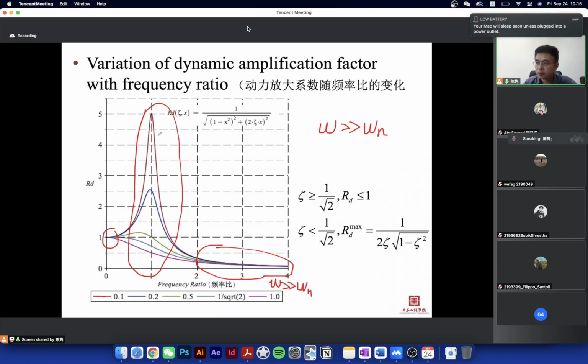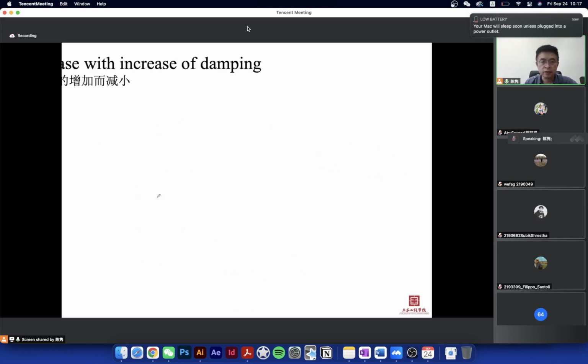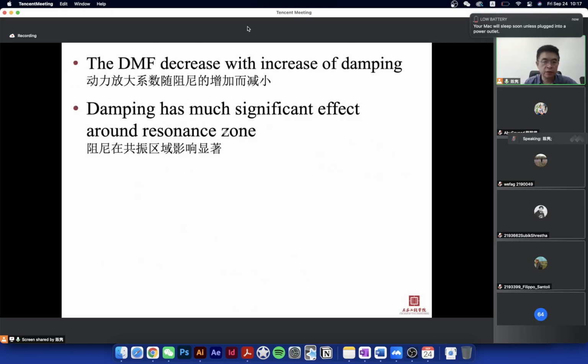And in this part, if your situation is very close to omega n, and you are asked to reduce the dynamic deformation of the system, you can see here, increasing the damping will be very, very significant. So this is the so-called resonance case. This is the second observation: the damping has a much more significant effect around the resonance zone.